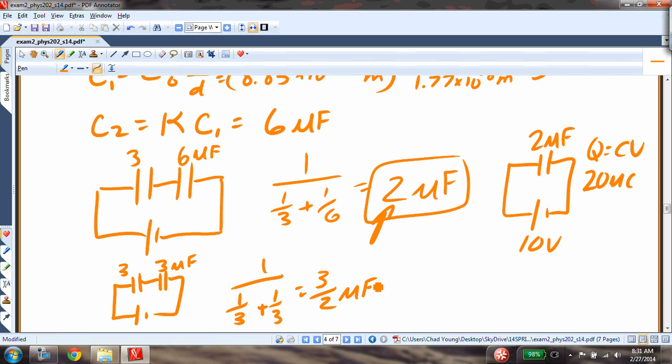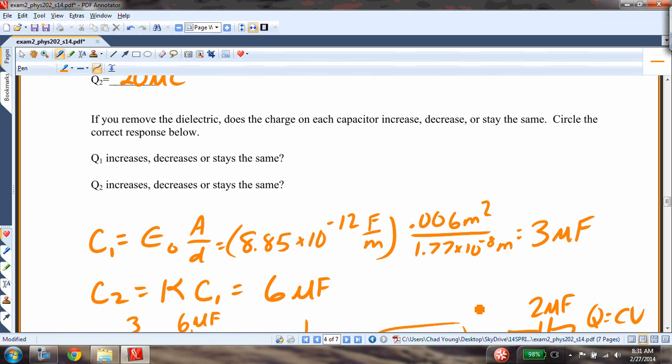So my equivalent capacitance, when I remove that dielectric, goes down. That sort of makes sense. Like if I reduce the capacitance of one of the capacitors, then my total capacitance is also going to decrease. And if that capacitance decreases, then we know that charge is equal to C times V. So if C decreases, Q is also going to decrease. So the answer for both of these is going to be decrease.